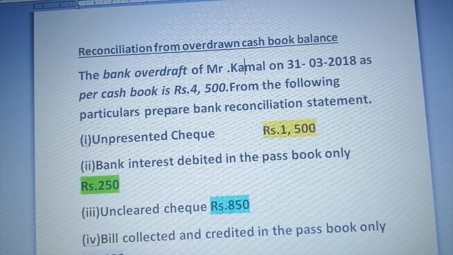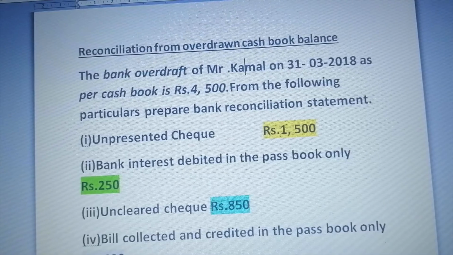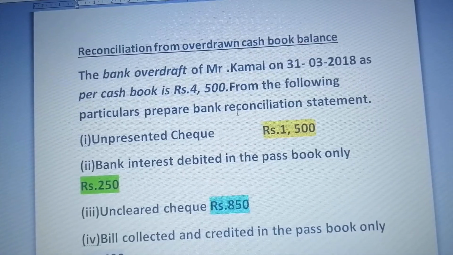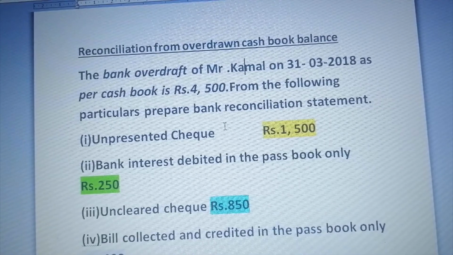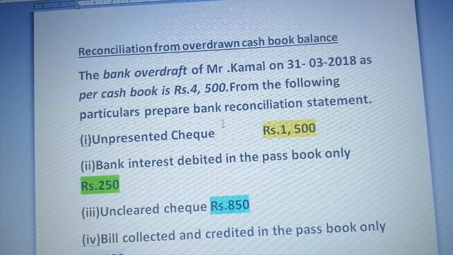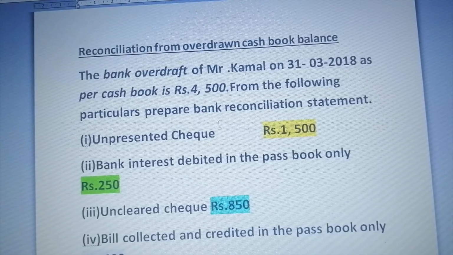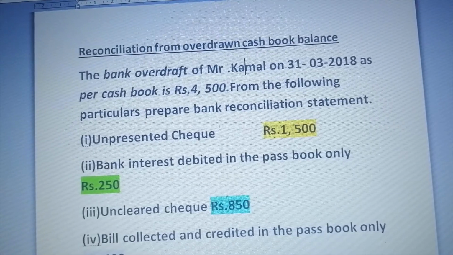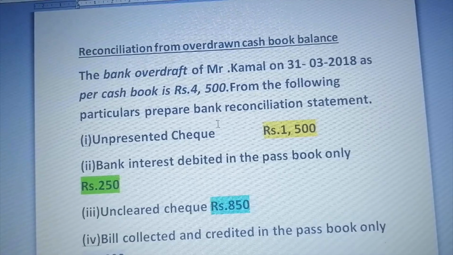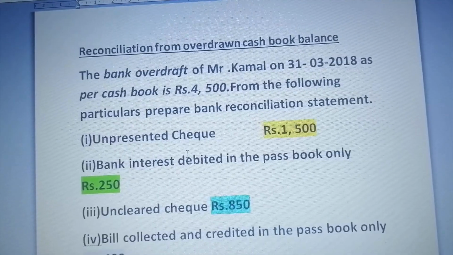When bank overdraft as per passbook is given, we need to find out the bank overdraft as per cash book. Clear? Here, we just have to consider the things in reverse order. Actually, in favorable balance method, the transaction that leads to increase will be added and decrease will be deducted, whereas in unfavorable balance method, the transaction that leads to increase will be deducted and decrease will be added. Okay. Let's see the transactions one by one.